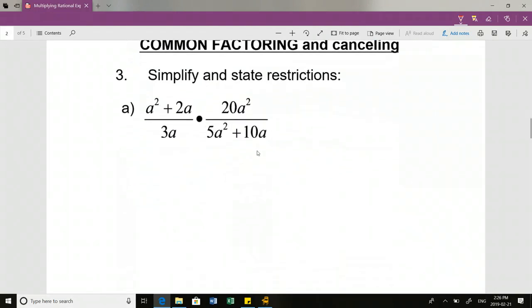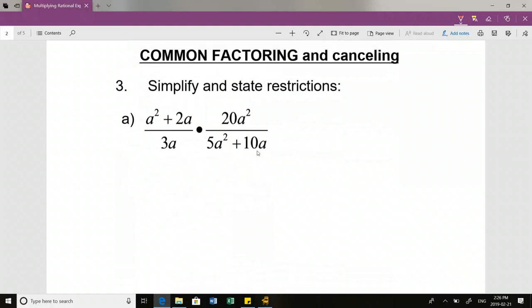Okay, good. So our job is to simplify and state restrictions. Anytime you're doing any kind of multiplication or division or addition or subtraction type question, what we always like to do is just factor every numerator and denominator as much as possible. So maybe that looks like common factoring if you have more than one term, or it might be trinomial factoring like we did earlier. But we want to fully factor everything so that we can easily see the restrictions.